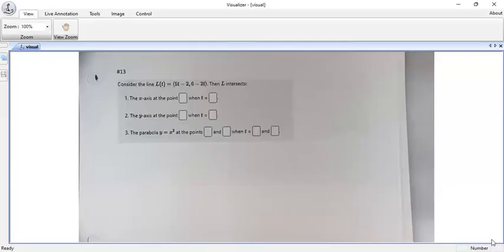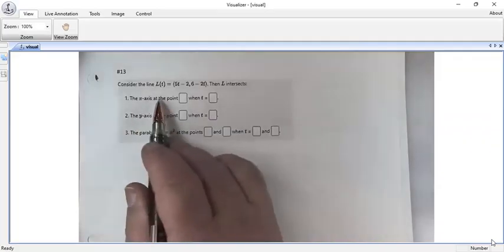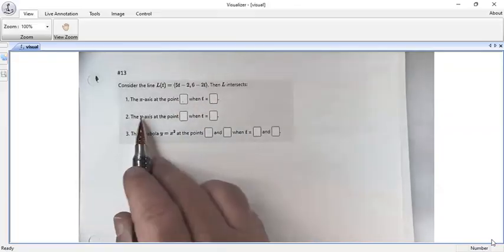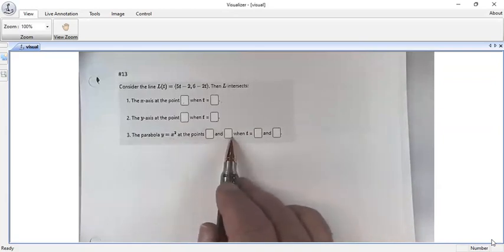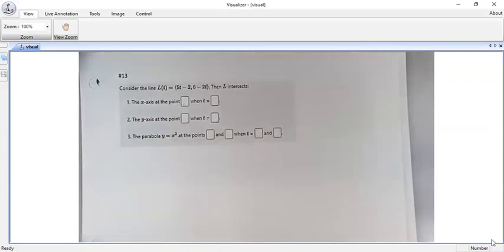Consider the line L of t equals 5t minus 2, comma 6 minus 2t. You're supposed to tell me where L intersects the x-axis at the point what, when t equals what? The y-axis at what point, when t equals what? And the parabola at what 2 points, and what are the 2 times it intersects? All right, this is all about intersection. I actually put one of these kind of homework problems, only the linear stuff, on your test review.